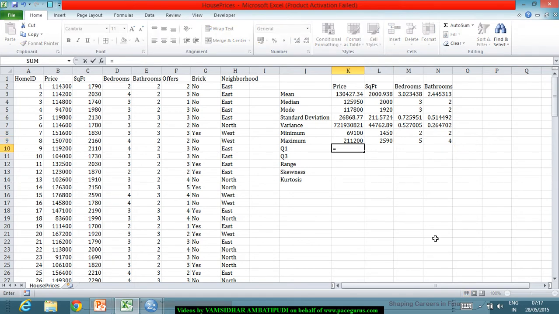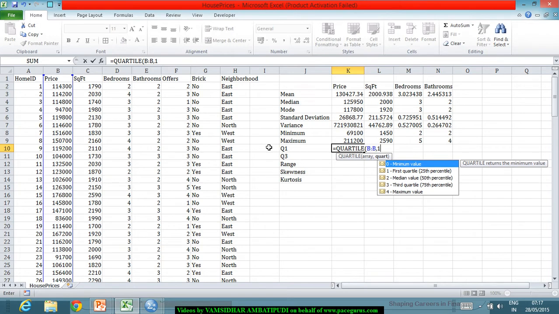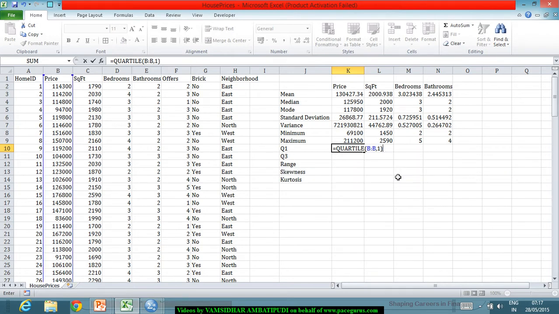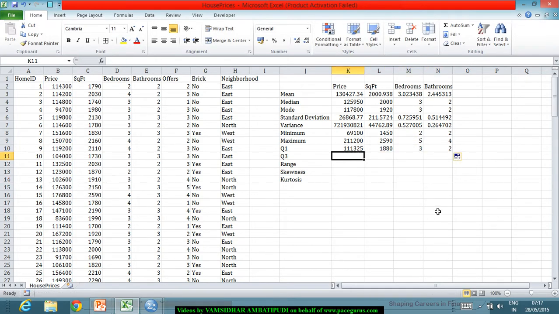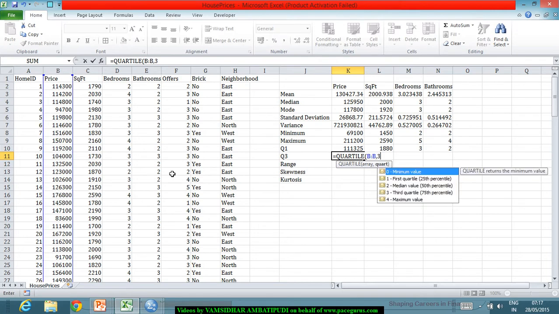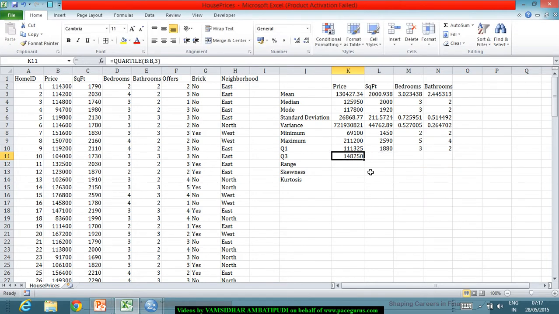Similarly, I can look at the quartile 1, which is the first quartile. Within this I am finding out the first quartile, and we'll do the interpretation of it. Then similarly I can use the quartile formula on this data, pointing out to the third quartile. So this is the third quartile for these.